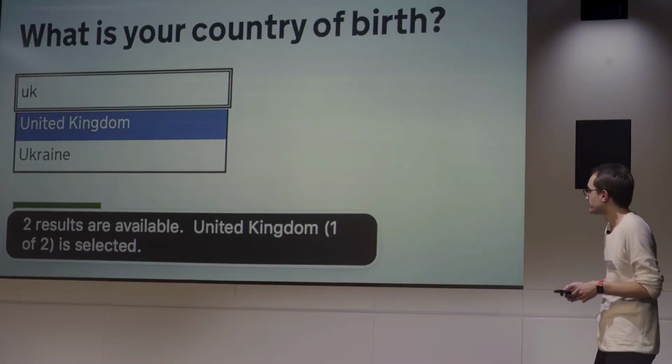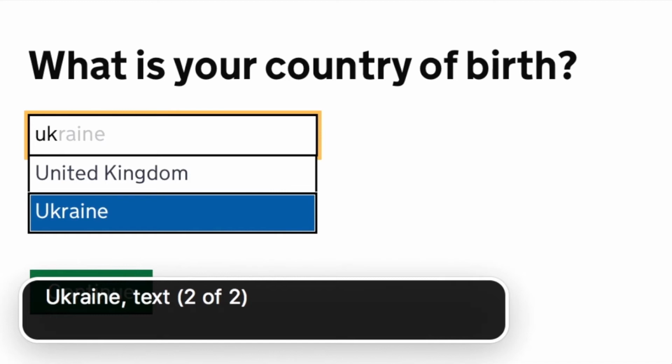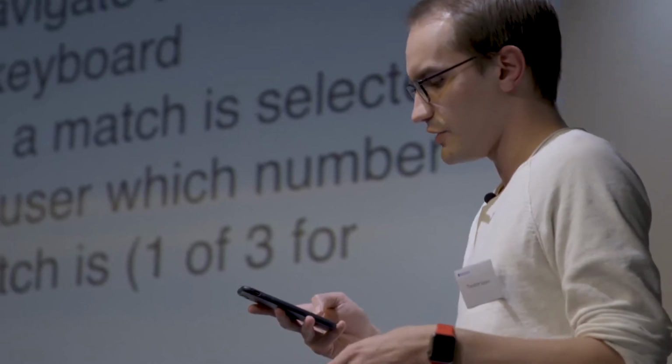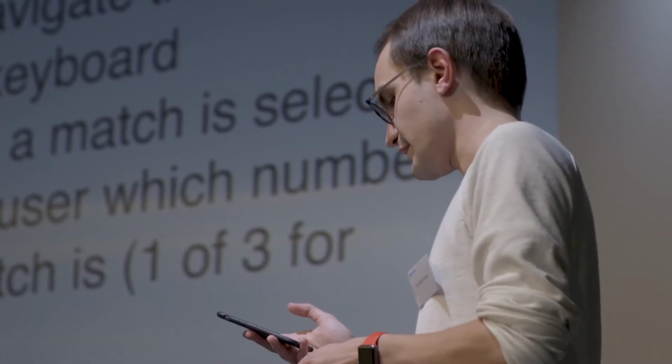And I'm going to press down arrow. Ukraine. Text. 2 of 2. So you'll notice that I've selected another item using my keyboard, but additionally, the autocomplete has informed me that a different match is now selected.